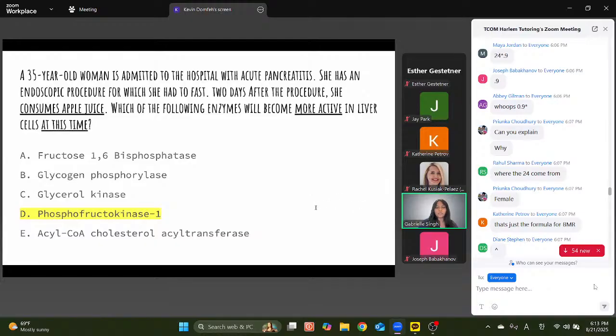Yeah, exactly. Apple juice, I just meant carbs in a fed state, insulin's active, so you're going to induce glycolysis. Yeah, exactly. Okay. Does that answer your question? Yes, absolutely. Okay, great. We can move on.